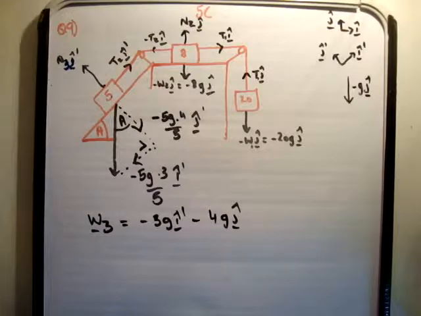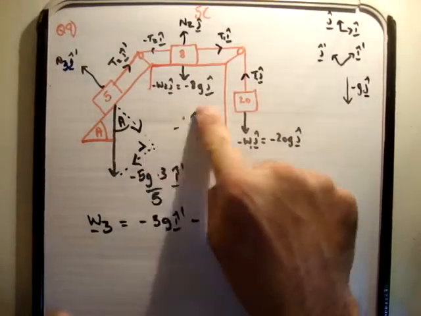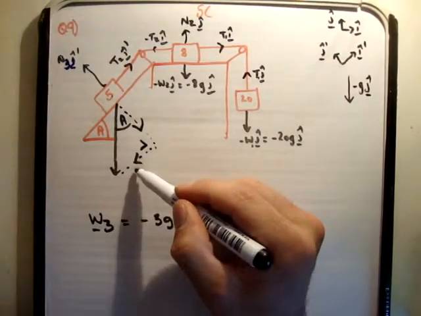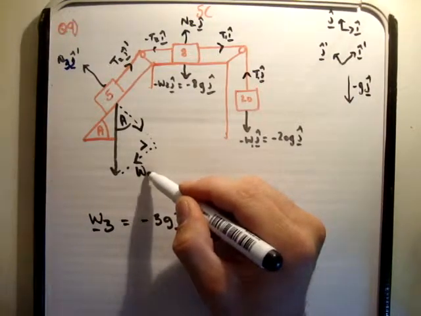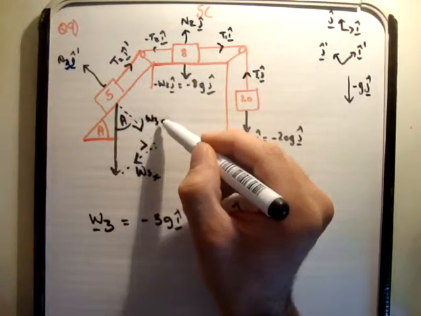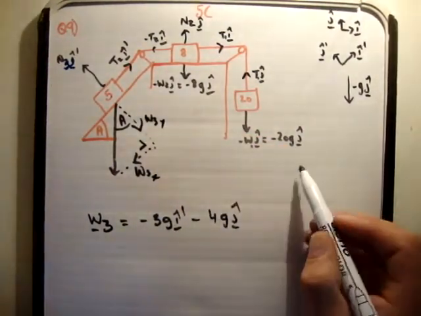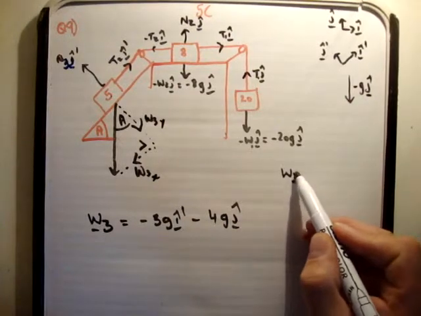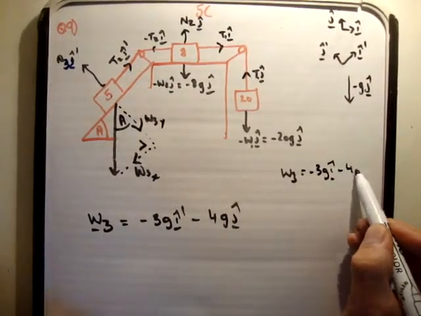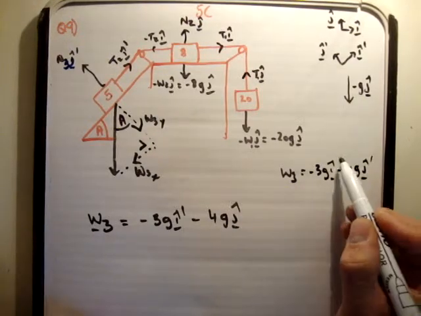That's pretty straightforward there. So I'm just getting rid of these because we don't want to clog up our diagram. So W3 sub x and W3 sub y. Let me just note this here: W3 is equal to negative 3g i hat negative 4g j hat, and they're both in the prime direction.